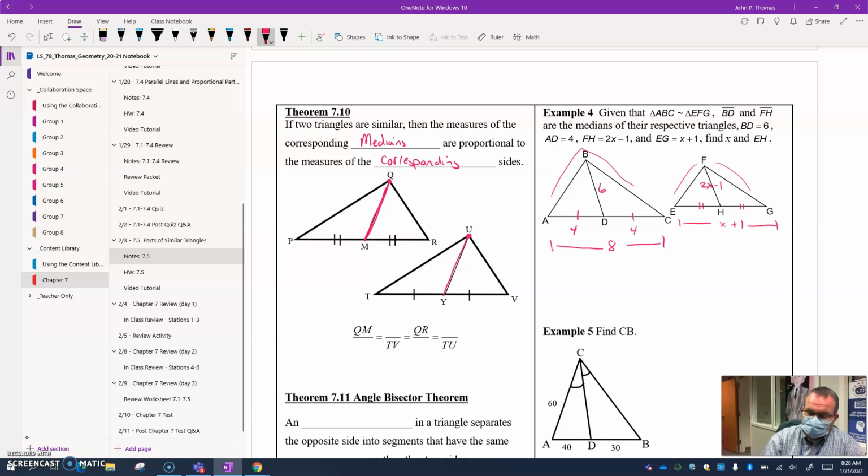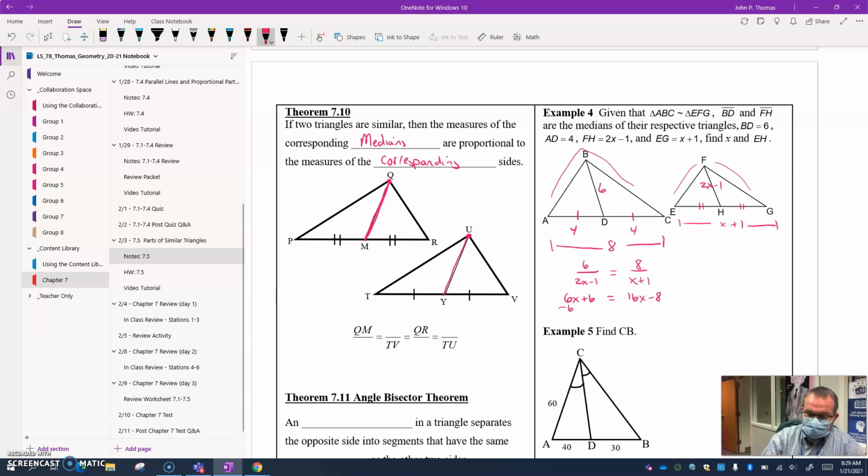All right, so we're going to go ahead and set up a proportion. So I've got 6 over 2x minus 1, median over median, equals 8, the full length of the bottom, over x plus 1, the full length of the bottom. So I cross multiply here. I've got 6x plus 6 if I distribute, equals 16x minus 8. And again, I distributed both as I cross multiplied.